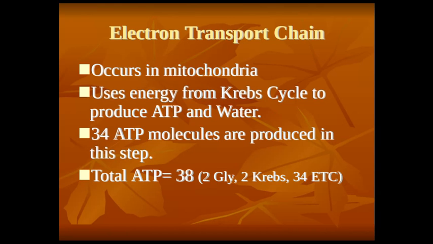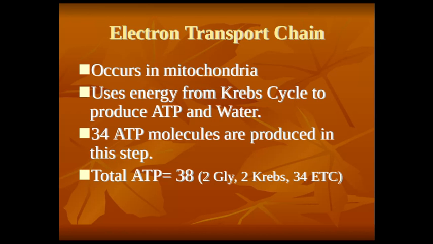The ETC, this is where all of the magic happens for protein synthesis. All right, so this occurs in the mitochondria as well. It uses that energy from the Krebs cycle, those two ATPs, it uses that to do this whole thing. So 34 ATPs are made in the electron transport chain, all right? So total ATPs made is 38. So glycolysis makes 2, Krebs cycle makes 2, and the electron transport chain makes 34. Right, so it just goes from glycolysis. If oxygen is present, it goes into the Krebs cycle, then it goes to the ETC.